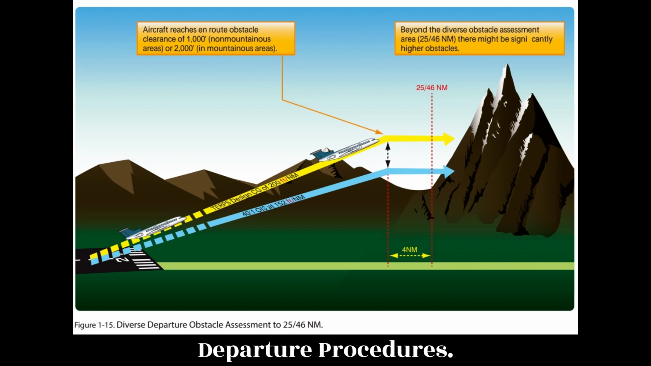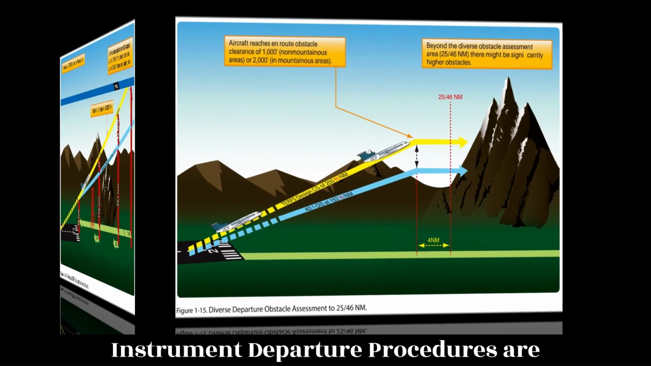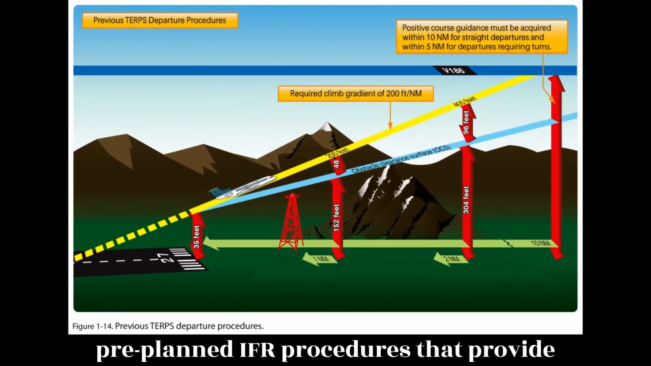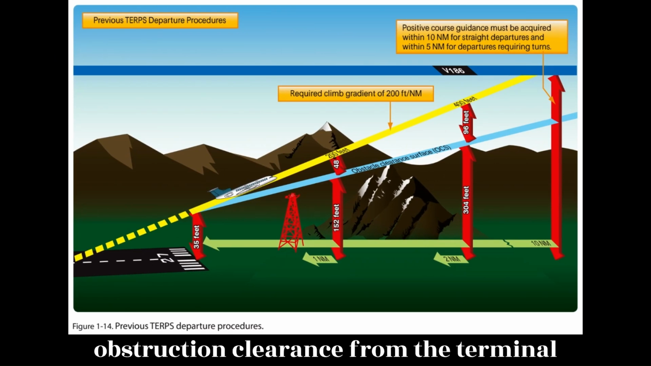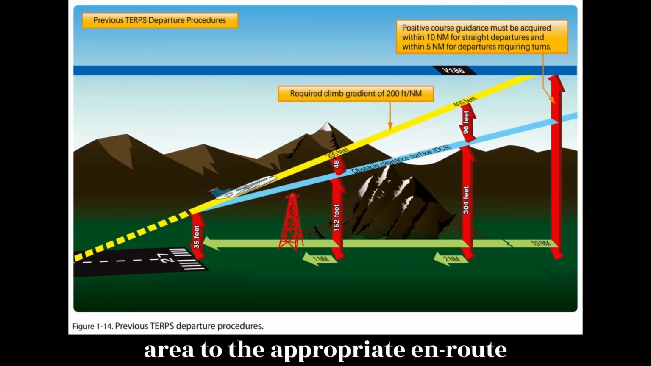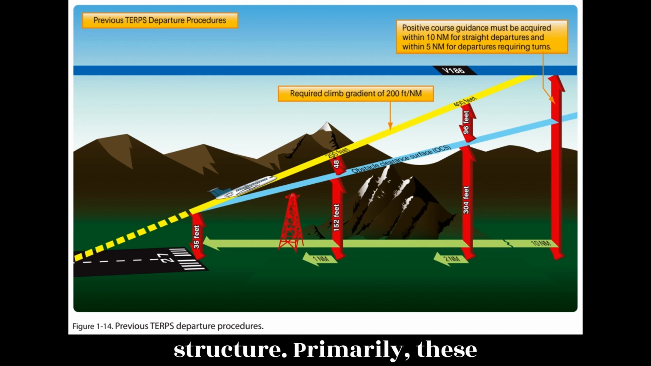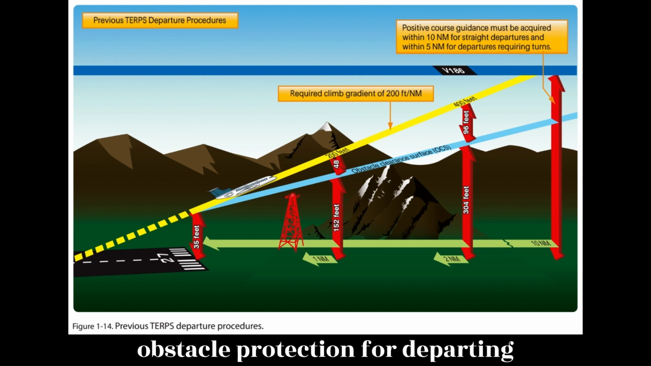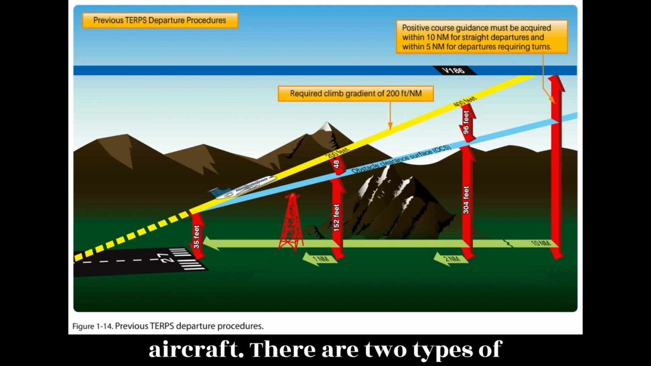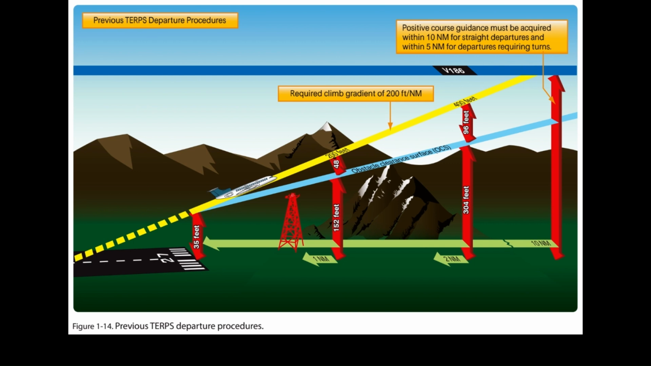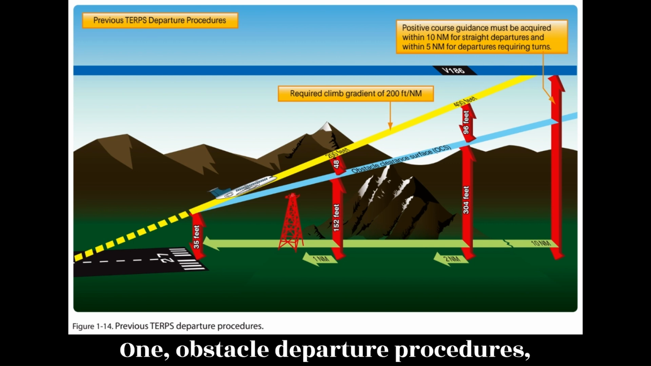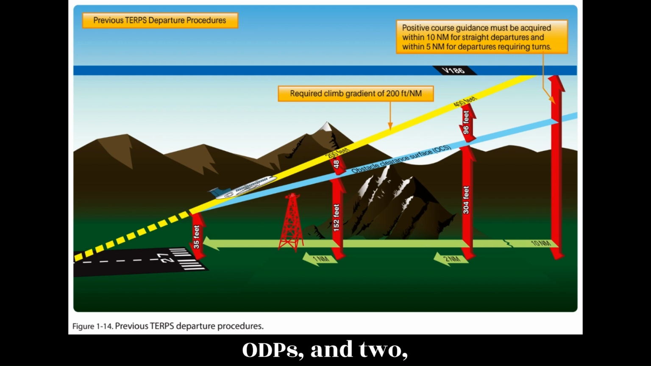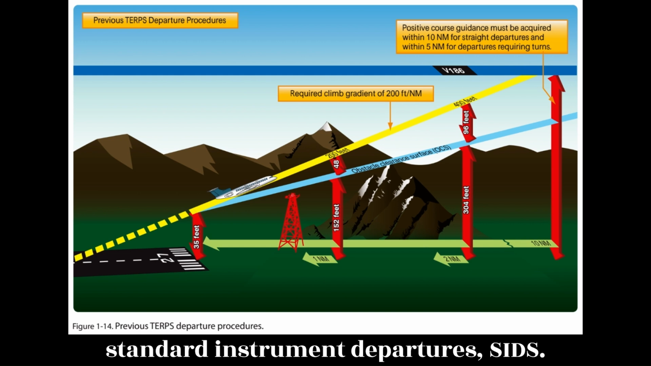Departure procedures. Instrument departure procedures are pre-planned IFR procedures that provide obstruction clearance from the terminal area to the appropriate en route structure. Primarily, these procedures are designed to provide obstacle protection for departing aircraft. There are two types of departure procedures, DPs. 1. Obstacle departure procedures, ODPs, and 2. Standard instrument departures, SIDs.